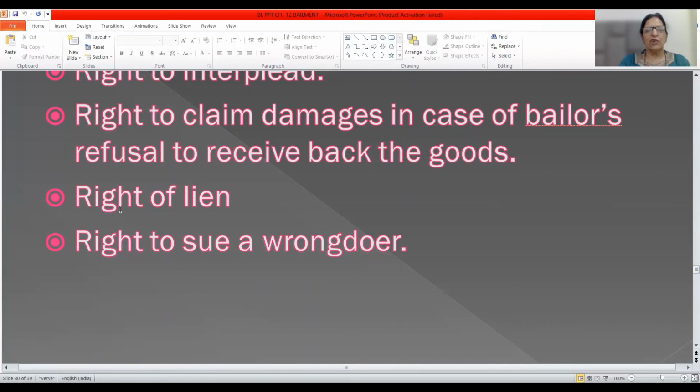Right to sue a wrongdoer. If the goods are in the possession of the bailee, and somebody comes and causes loss to the goods, then in that case, the bailee has the right to take action against the wrongdoer.